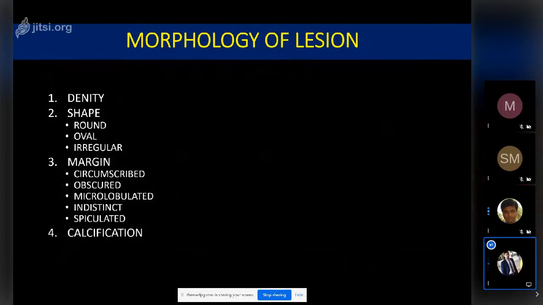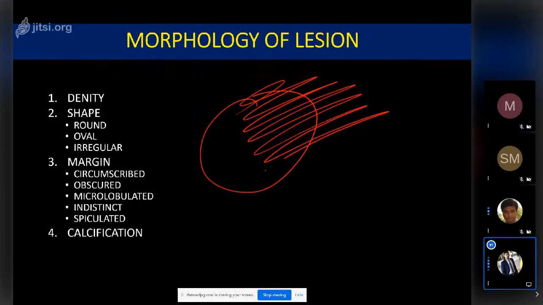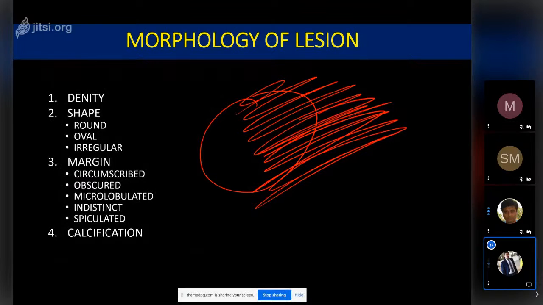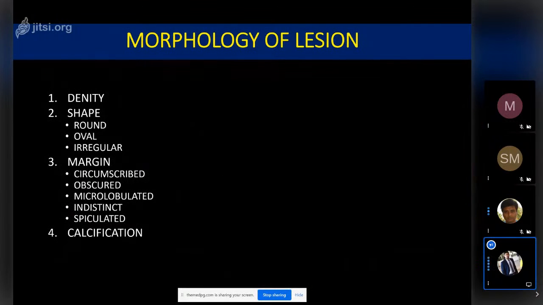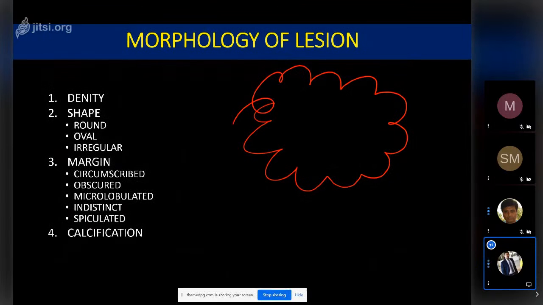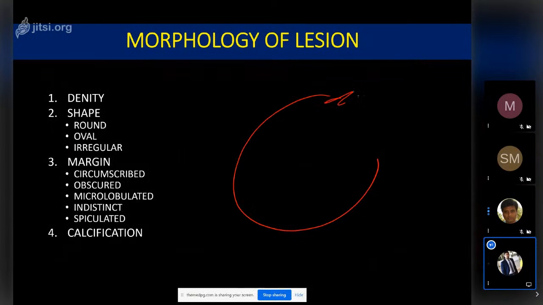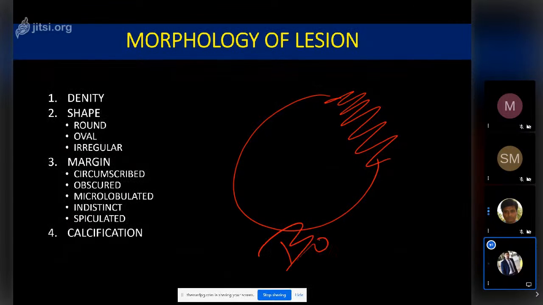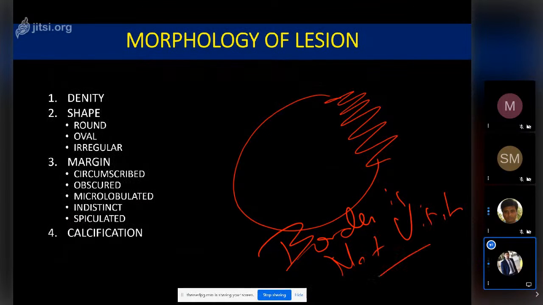And then the margins: if it is completely circumscribed, more towards benign. If it might be circumscribed but is partly obscured by other tissues, again it is benign; the obscured margin is present. But if there are lobulations or microlobulations present, this is a sign suggesting malignancy. Or if there is a border that is not seen at all, if the border is not visible, then again it is highly suspicious of malignancy.